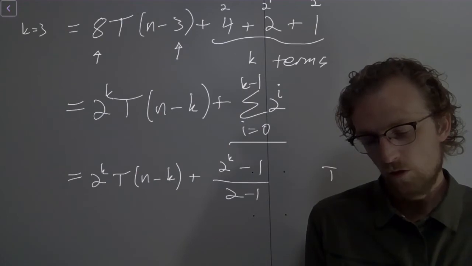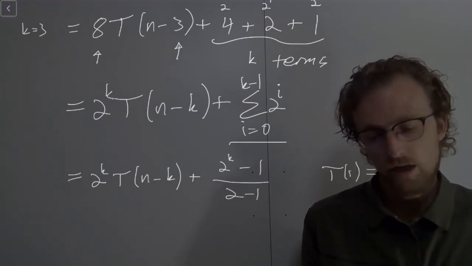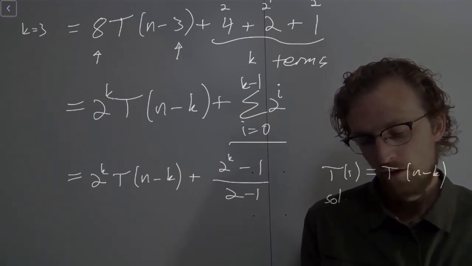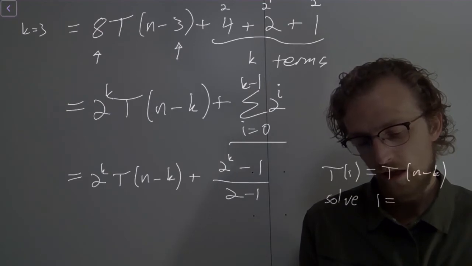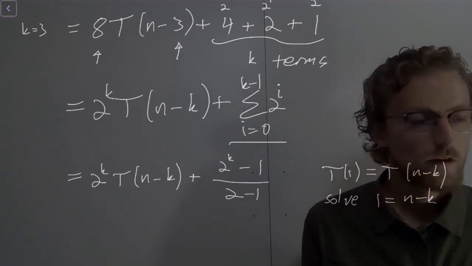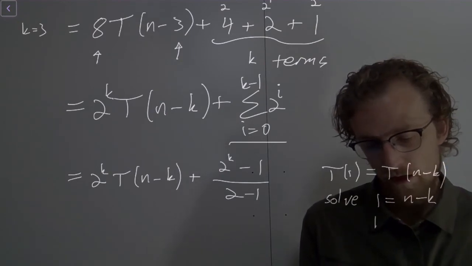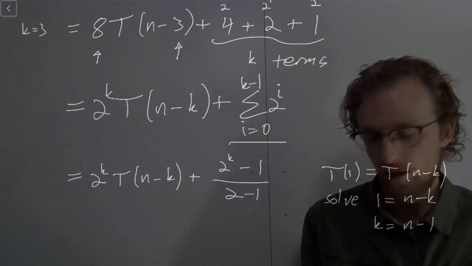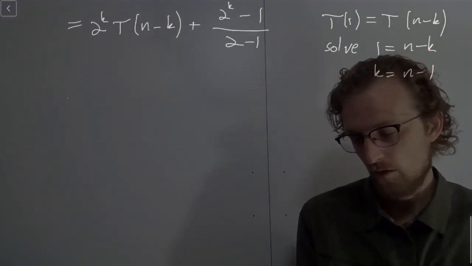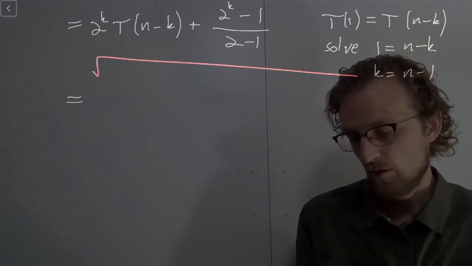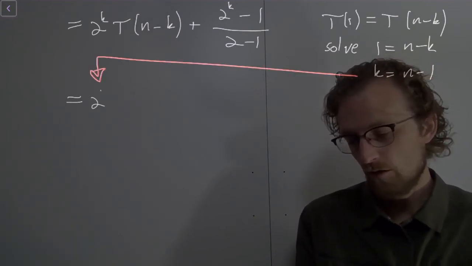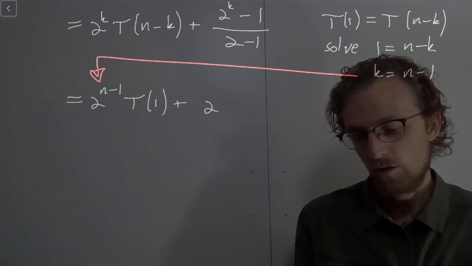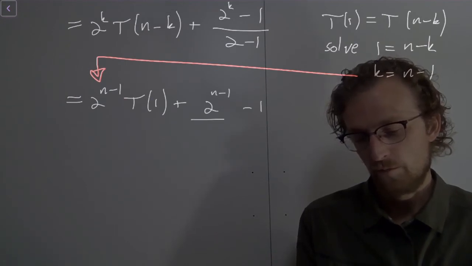So now what about our anchoring step? Well, we know T of 1. And in here we have T of n minus k. So we want to solve 1 equals n minus k. And so to put this in terms of k, we have k equals n minus 1. So now let's just plug those in over here and see what we get. Substituting these in, we have 2 to the n minus 1 times T of 1 plus 2 to the n minus 1 minus 1 over 1.